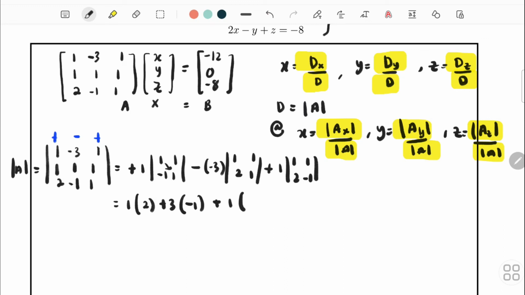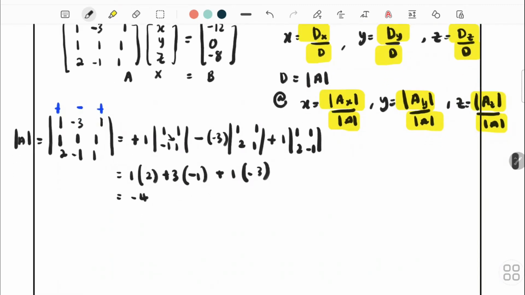plus 1 multiplied with negative 1 minus 2. So you get negative 3 right here. So 2 minus 3, so you will get negative 4 as the value for the determinant of matrix A. So we have done the determinant of matrix A itself.